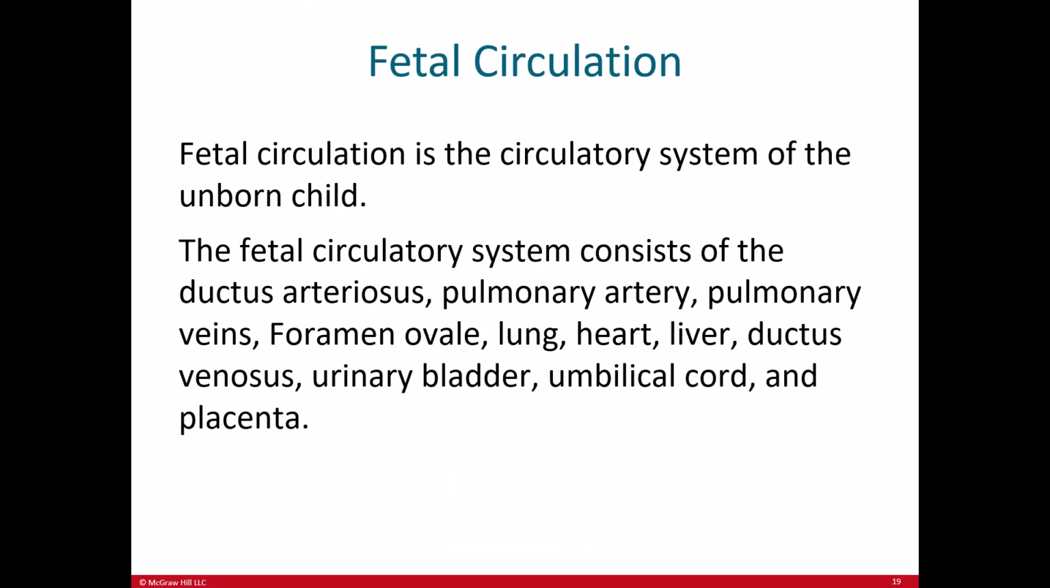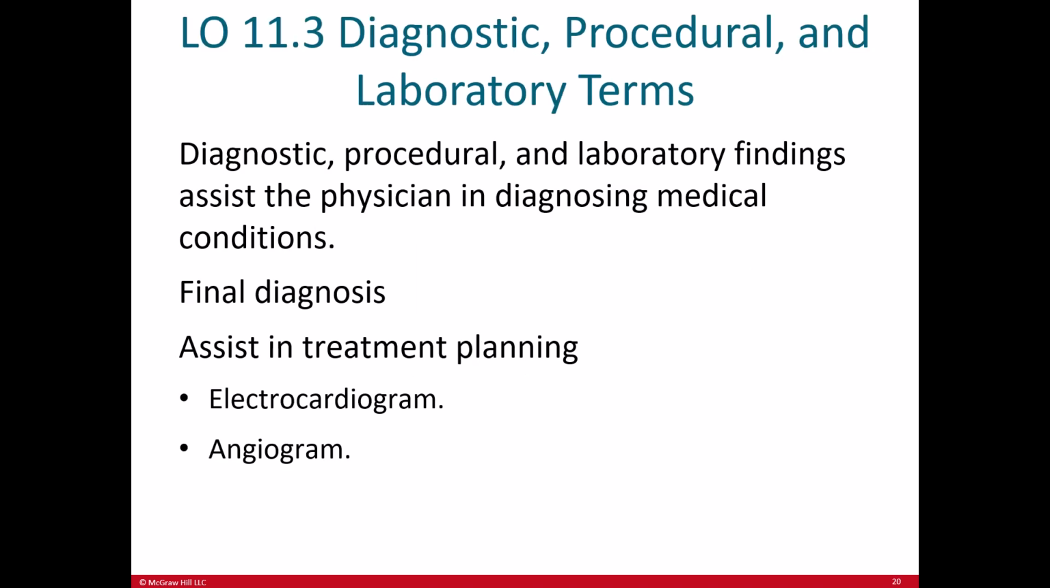Fetal circulation is the circulatory system of the unborn child. The fetal circulatory system consists of the ductus arteriosus, pulmonary artery, pulmonary veins, foramen ovale, lung, heart, liver, ductus venosus, urinary bladder, umbilical cord, and placenta.